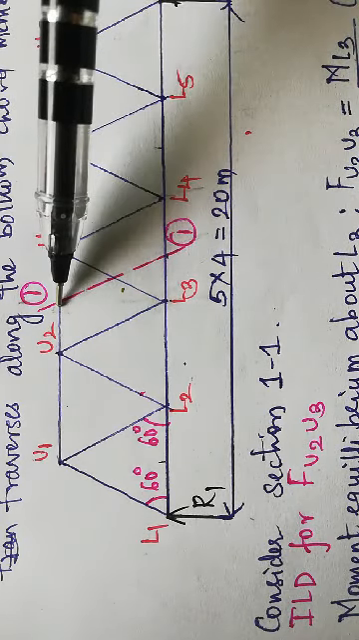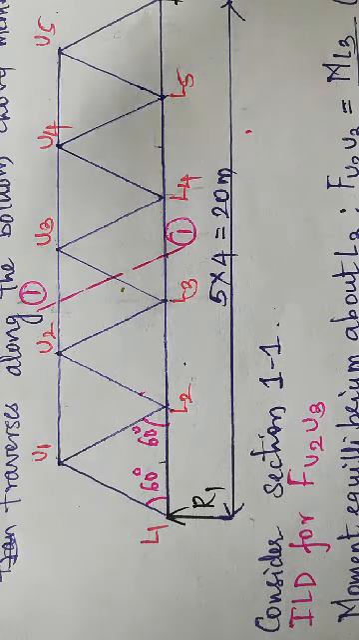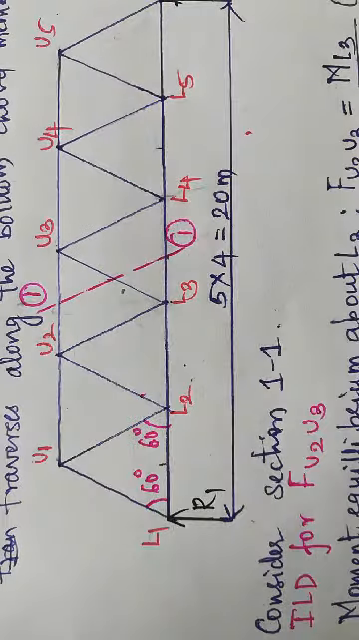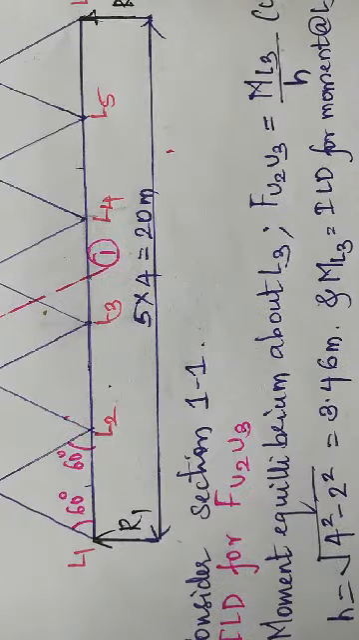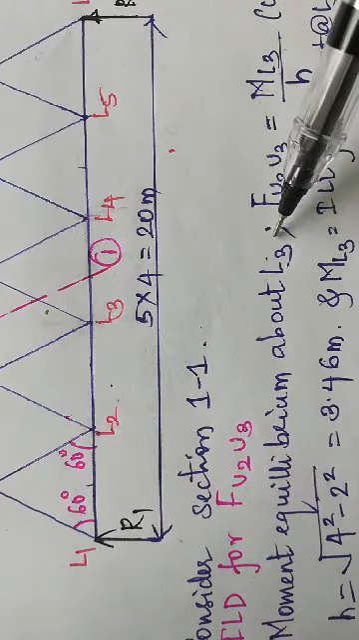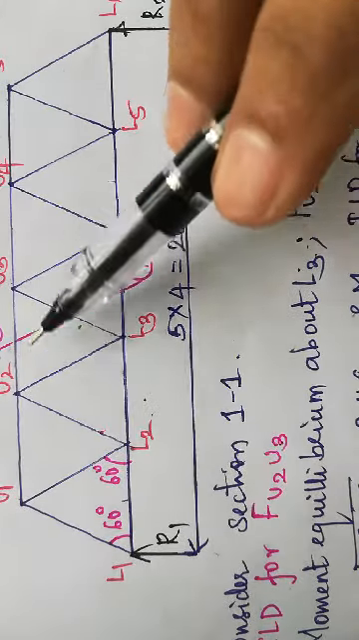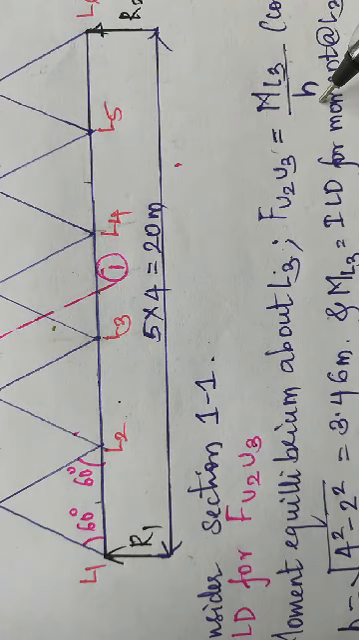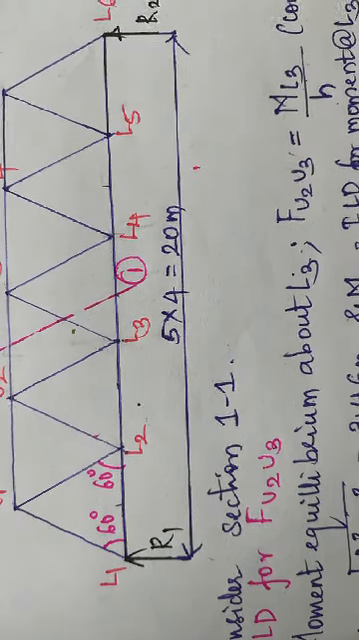How can I say it is a center point? Because it is an equilateral triangle, that's why I can say it is at the center point of U2 and U3. Now let us calculate it first. Moment about L3, okay, is given by what? Taking the moment about L3, the force in U2, U3 is given by moment about L3 divided by its height, and this is compressive in nature.